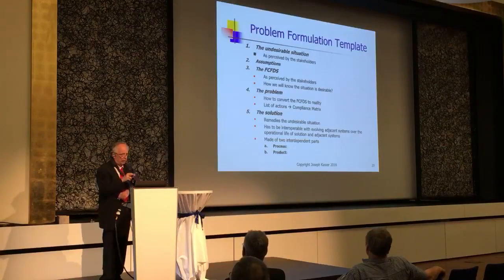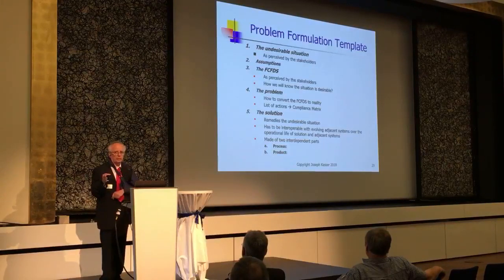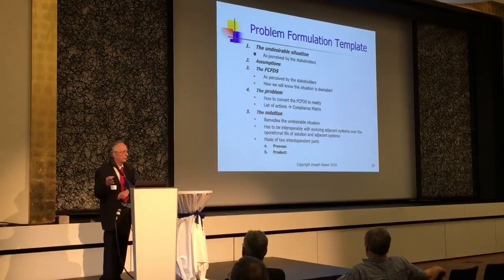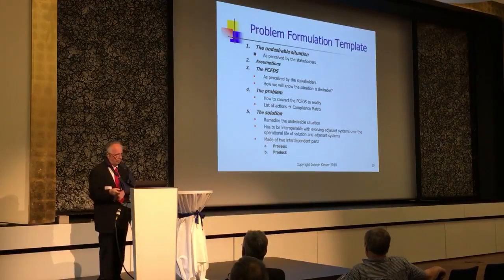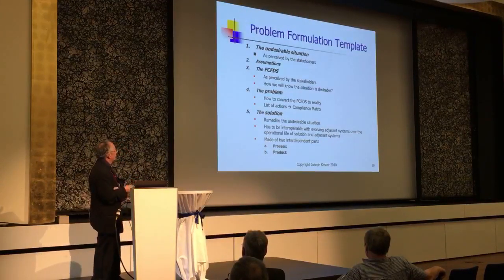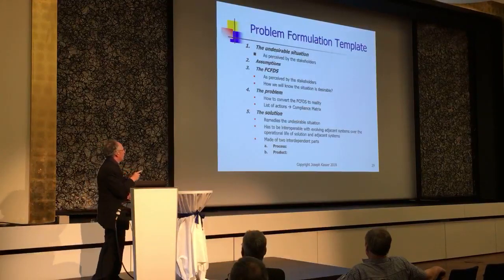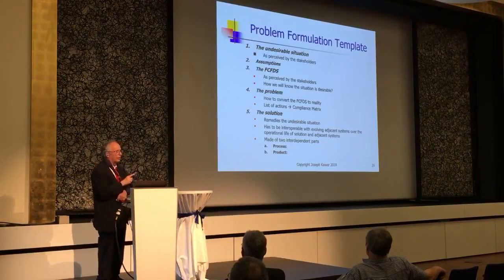And so you take a list of actions that need to be made, and that list of actions feeds into your compliance matrix, because those actions have to be done in order for the system, or whatever the solution is. The solution provides the remedy. It has to be operational with the evolving adjacent systems over the operational life of the solution and the adjacent systems, and it's made of two parts, process and product.